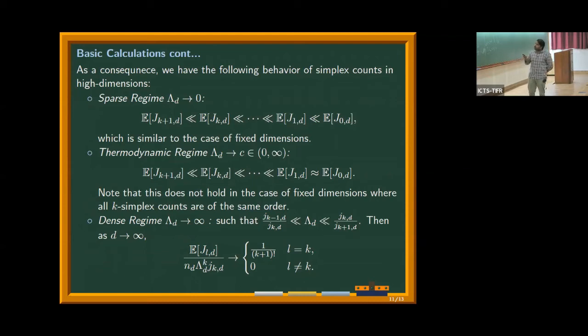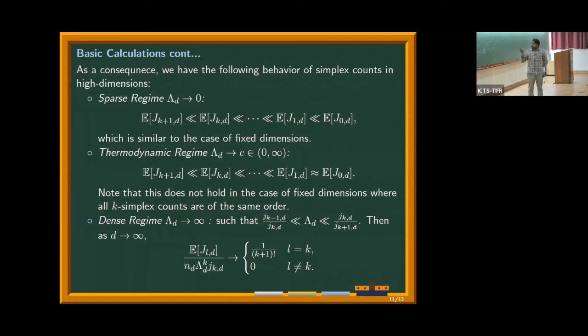So in the sparse regime, as I said, most of the points are isolated. So here the same thing is happening. This is similar to the case of fixed dimensions. But once you move into the thermodynamic regime, what is happening here is the edges are dominating all other simplexes. That does not happen in fixed dimensions.